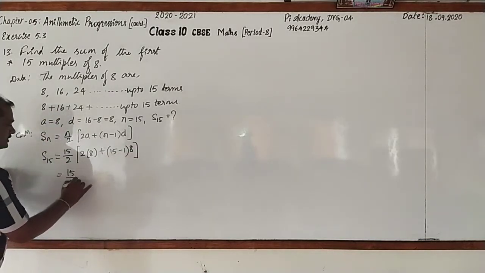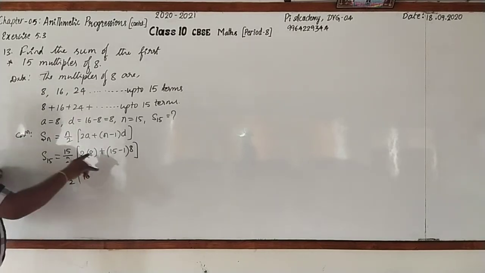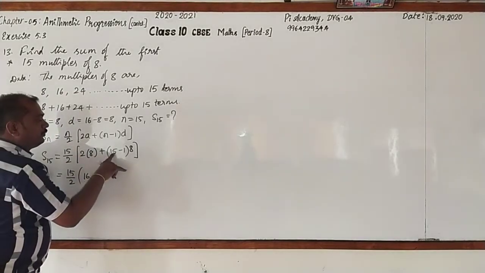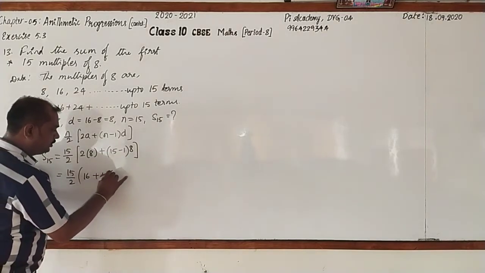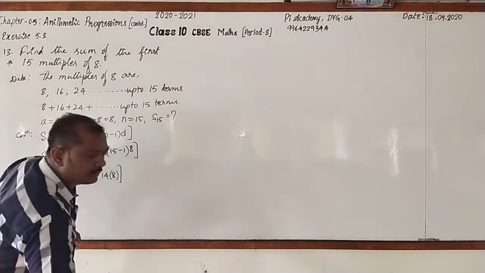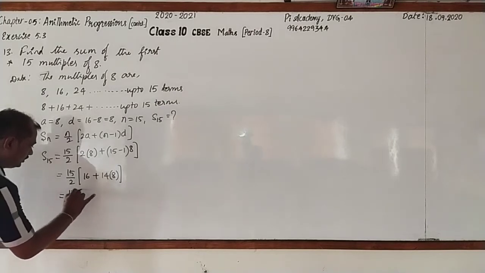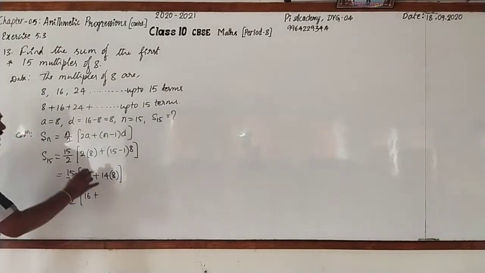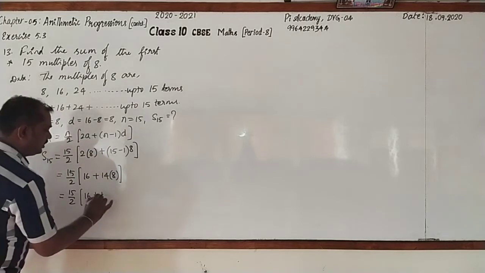This is equal to 15 by 2. You may write this as it is. Next, 2 8s are 16. Here, 15 minus 1, it is 14. 14 into 8. It is equal to 15 by 2 into 16 plus 14 8s are 14 2s are 28. 28 2s are 56. 56 2s are 112.